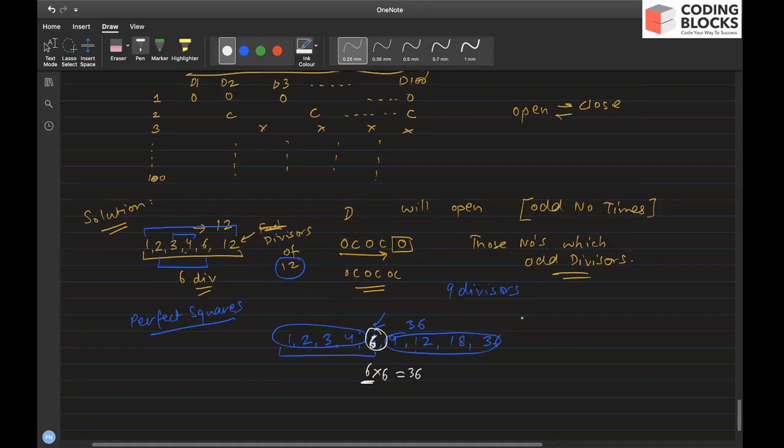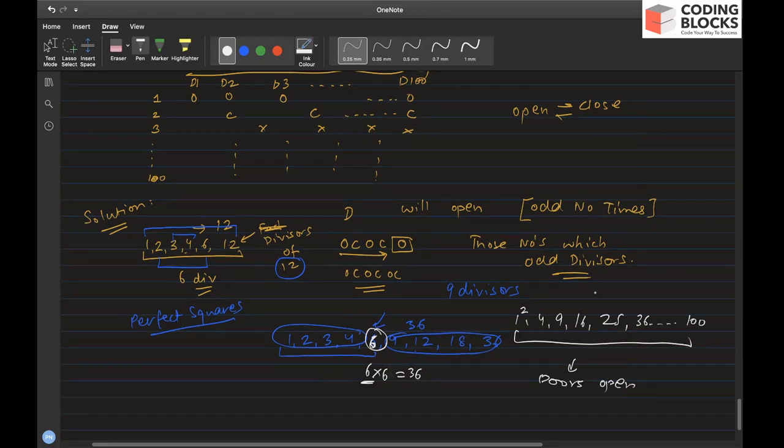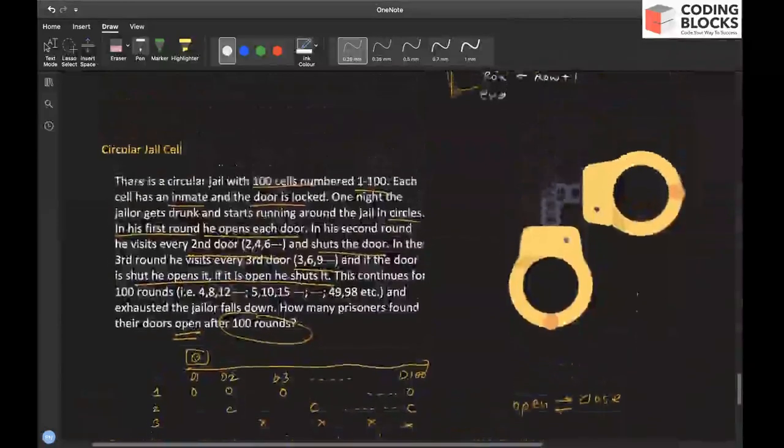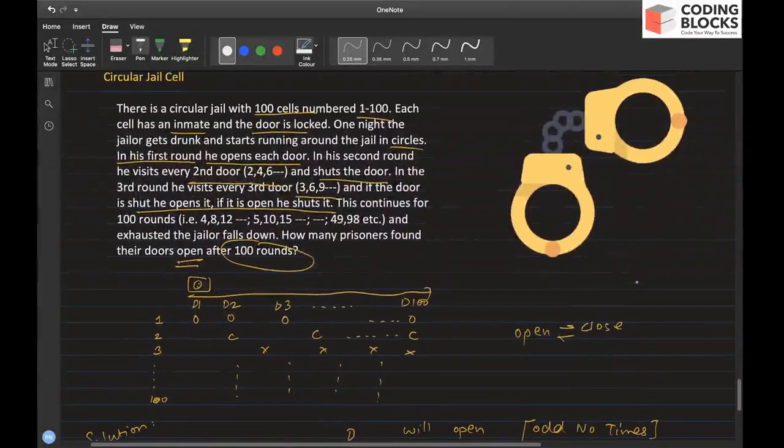So all the numbers 1 square, 2 square, 3 square, 4 square, 5 square, 6 square, up to 10 square, which is 100, only these doors will be open. Clearly you can say they are nothing but 10 doors. So the solution to this puzzle is 10 doors, and that's how we could solve this problem.